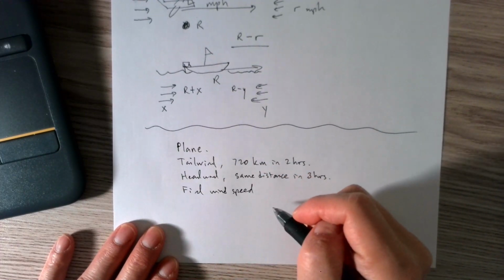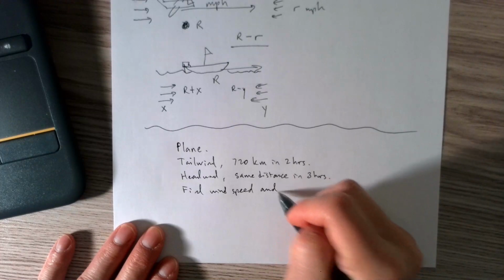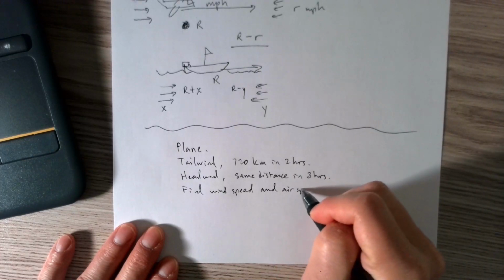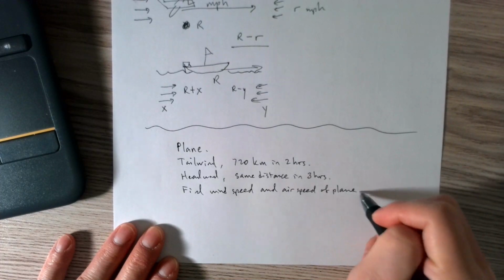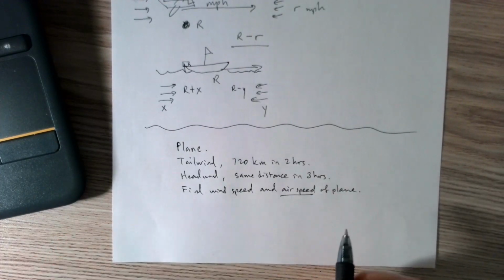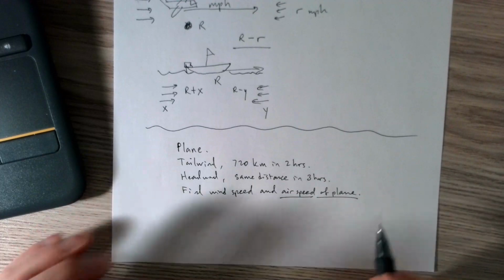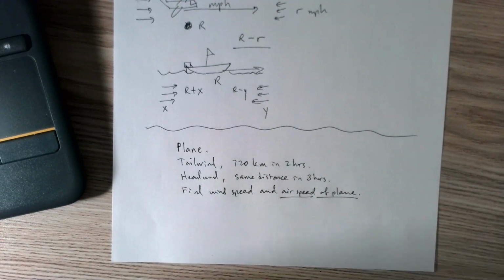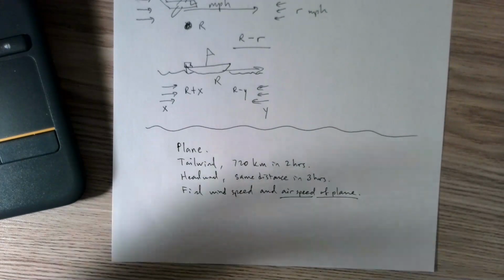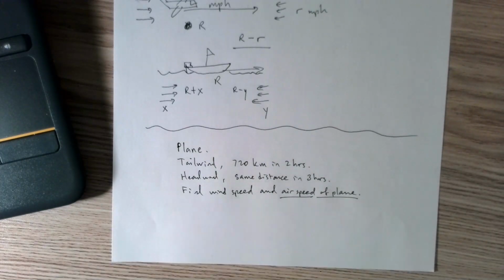Find the wind speed and the airspeed of the plane. Now, in problems where it says airspeed of a plane, they mean the speed of the plane without any help or hurt from the wind. Okay?